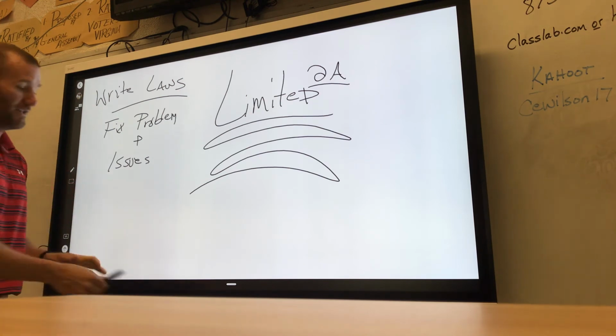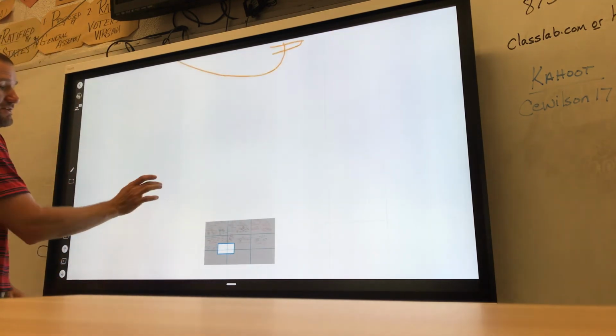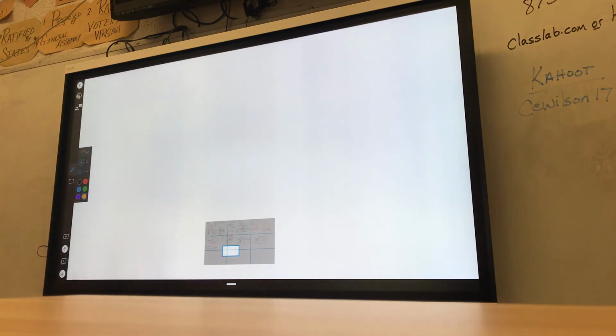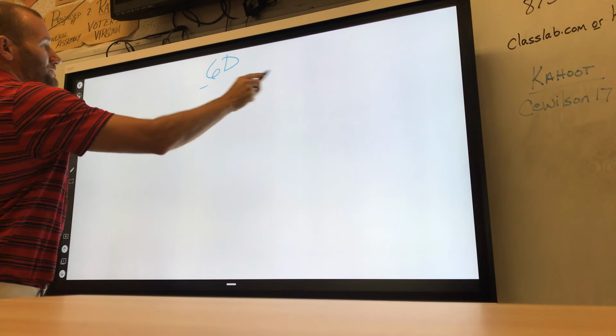No. Alright, now let's look lastly here at 6D. Okay, 6D. Let's pick another color. What color? Teal blue. Okay, so that's about right there. Alright, 6D.